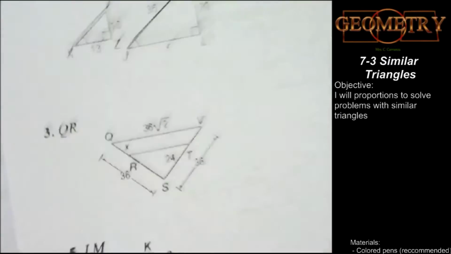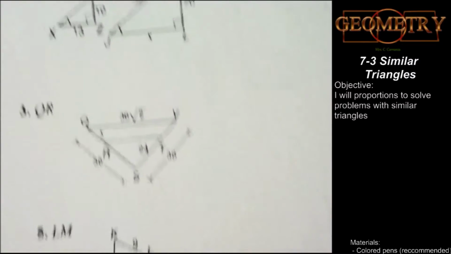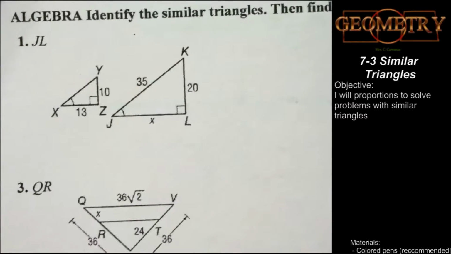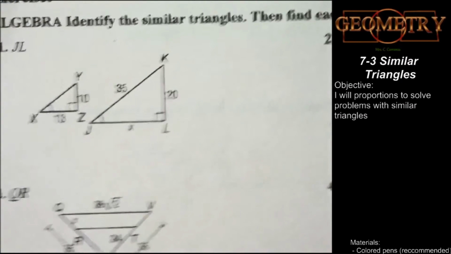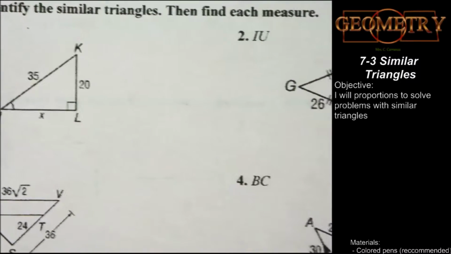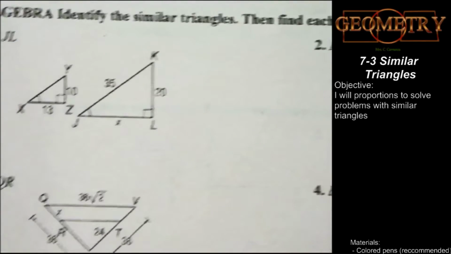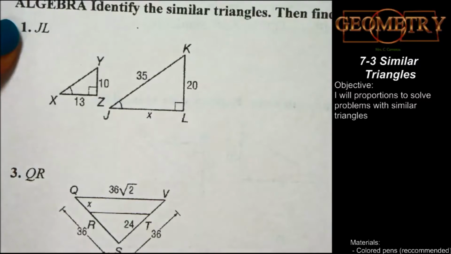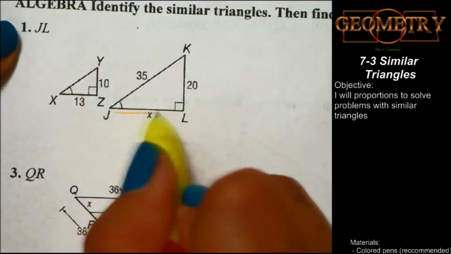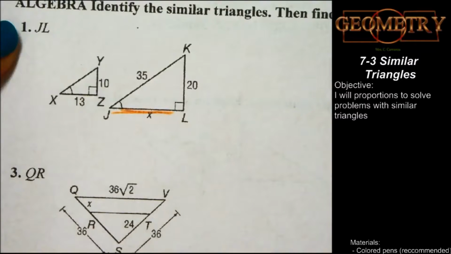I'd like to take a moment then to flip the page and look at some of these items on the back side. We're going to identify similar triangles and then find each measure. This first one wants us to find the measure of JL, and so I'm going to highlight it in yellow. There's the measure of JL. That's the side that they want us to locate.